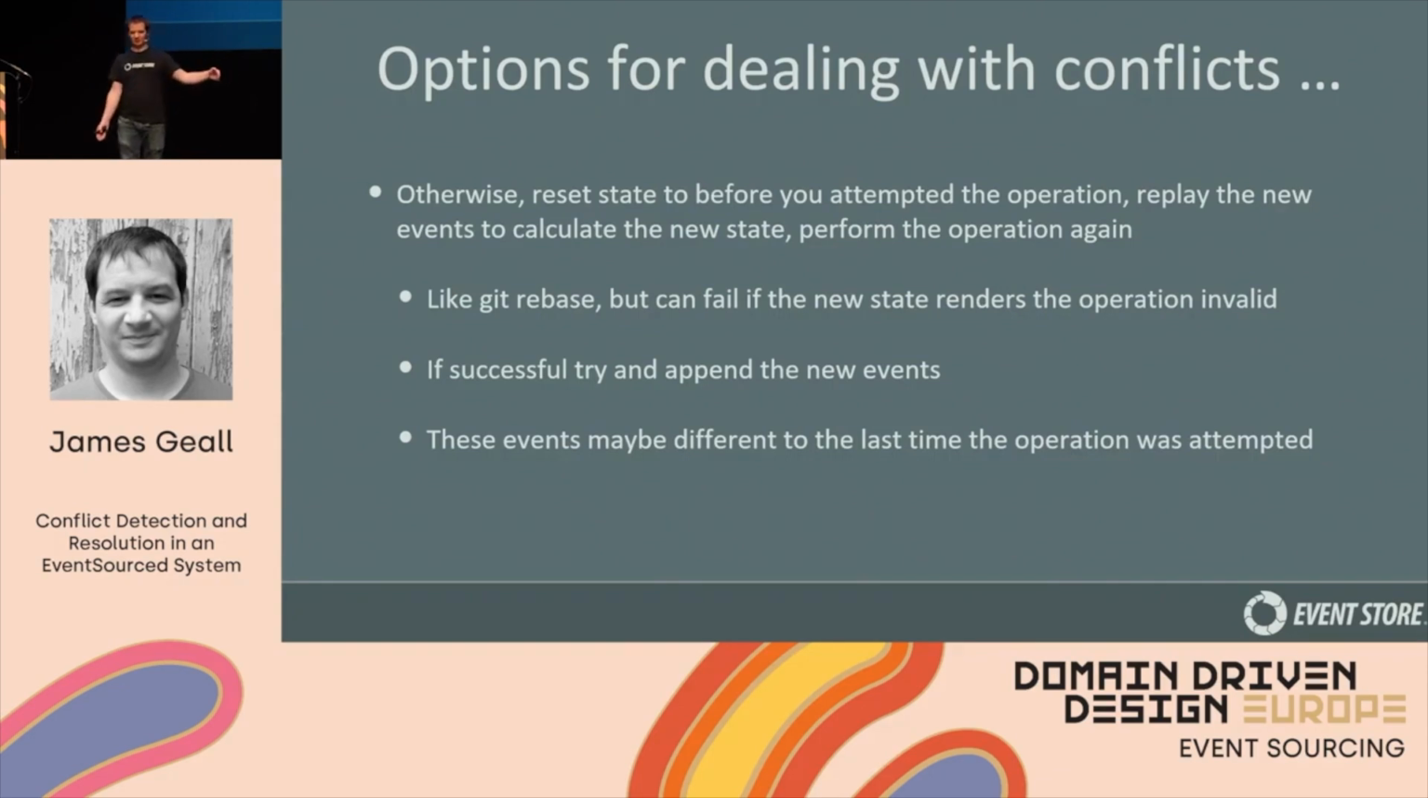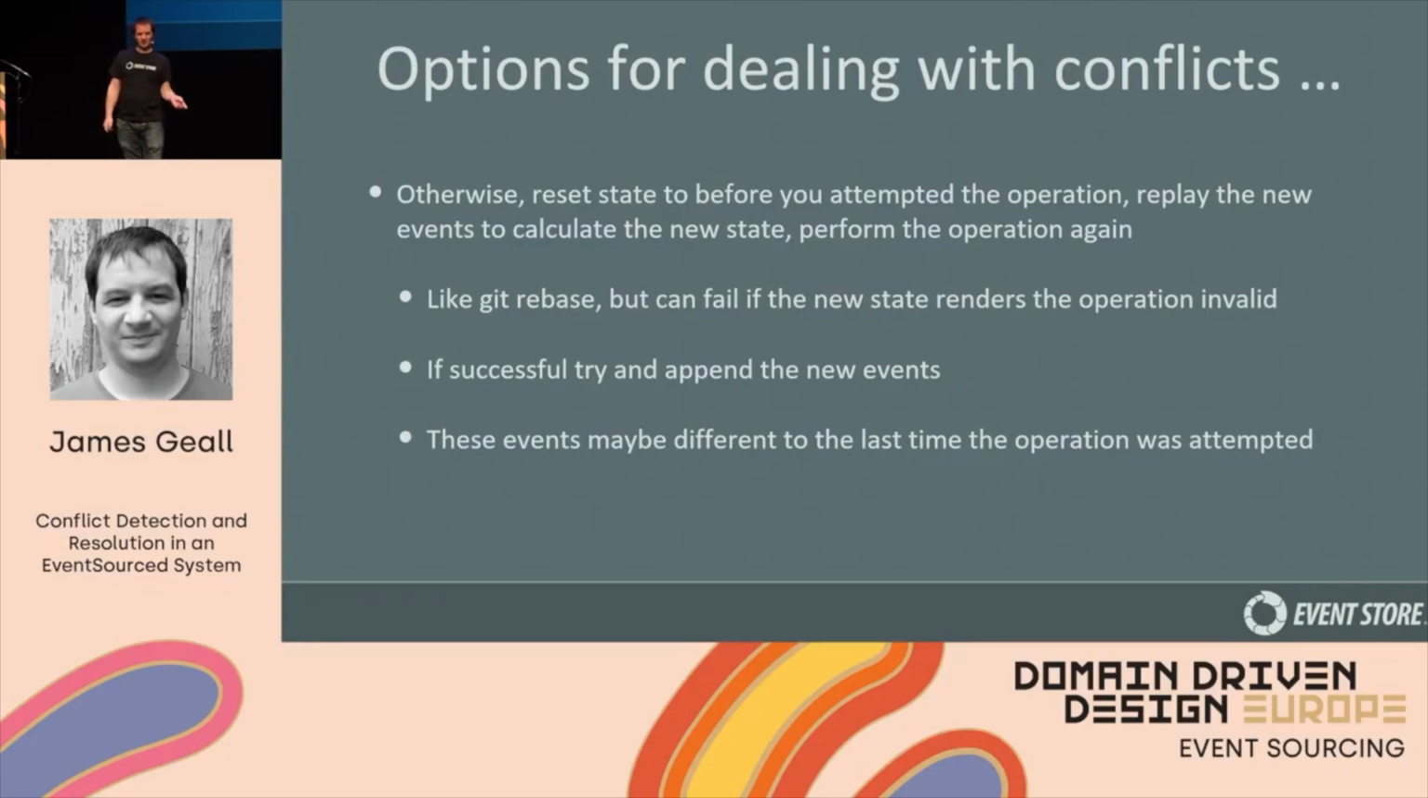Now all you need to do is get the new events, apply them to the old state, and then try your operation again. If it succeeds, great. You can carry on. You've got a new state which is valid according to your business rules. If it doesn't, then maybe the operation that you're attempting is no longer valid to be doing.